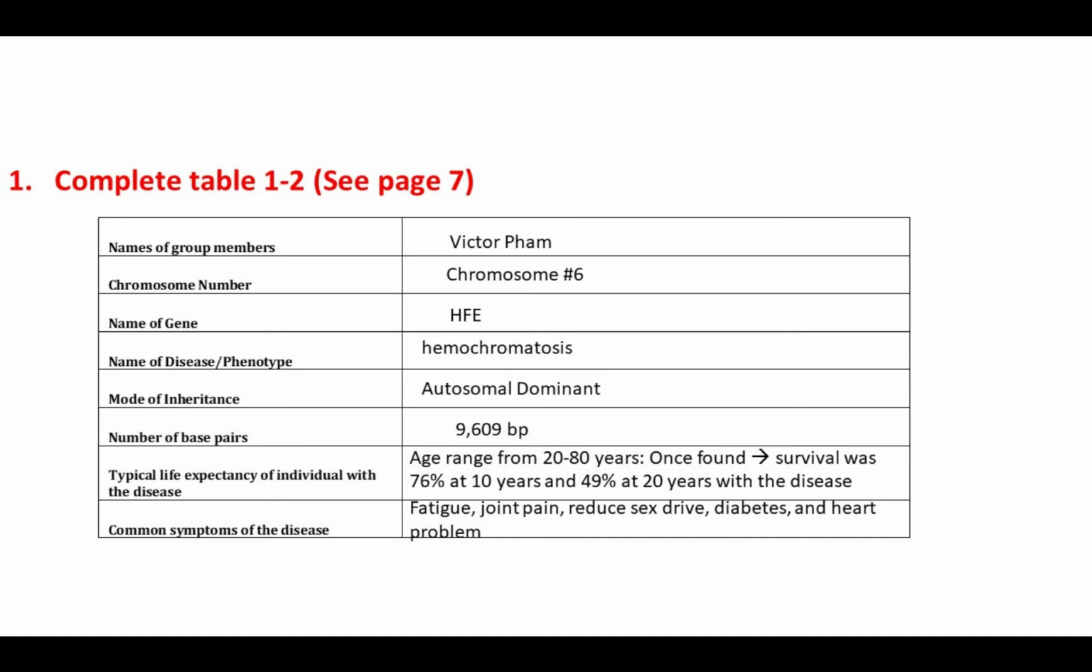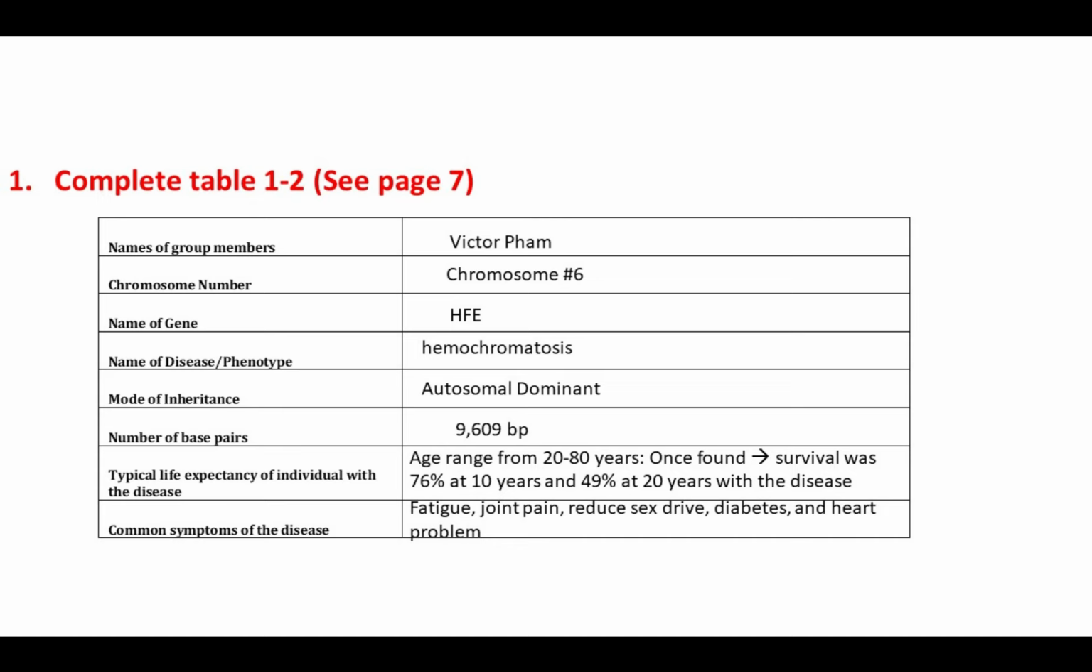But you guys have a whole group. You write down your chromosome number, your gene that causes it, right? So this HFE is the one that causes that disease, okay? The disease name or phenotype, hemochromatosis. The mode of inheritance, well, I chose chromosome number 6, so it's going to be autosomal. And I did research on it. It said it to be a dominant gene, right? It's not a recessive gene. And I look at the base pair.